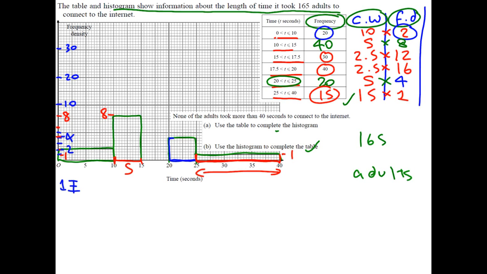So 15 to 17.5, you need to go halfway in the middle. 17.5, and you need to go up to a frequency density of 12. So remember, we figured out the scale. So this is going to be 12 here. Okay, there you go. Is that one done? And for the next one, we need to go up to 17.5 to 20. So it's here. And we need to go up to 16. So 12.